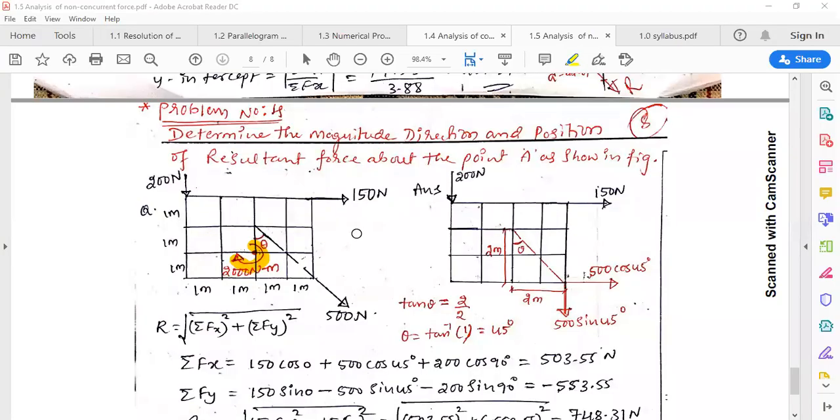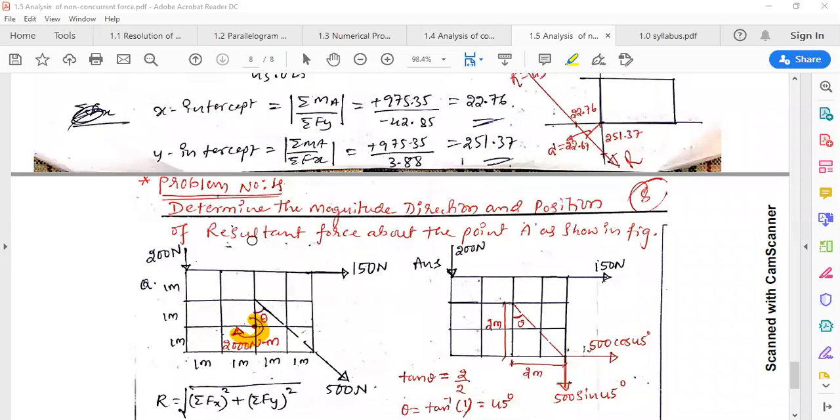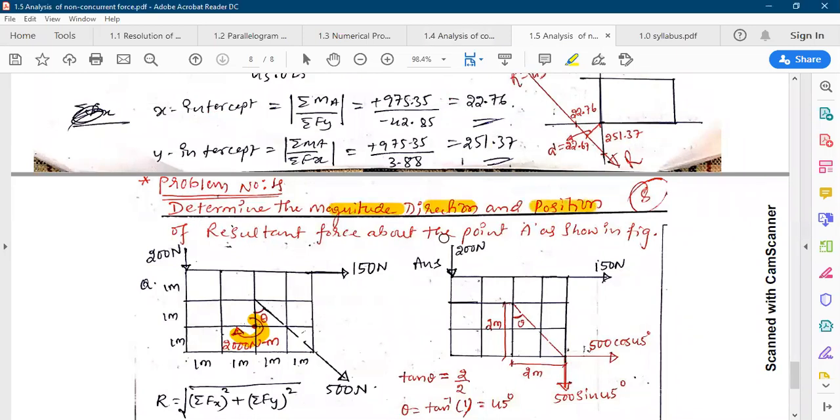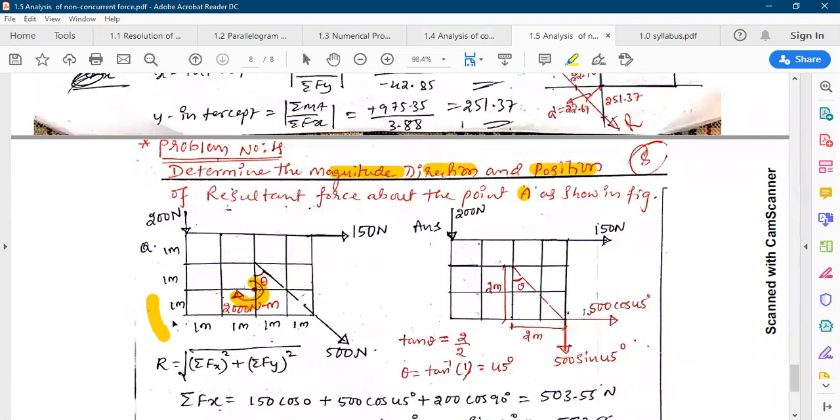So we'll go to the next problem, problem number 4. Here also it is the same: determine the magnitude, direction, and position of the resultant from the point A. The point A is located here. This is the point A which we have to consider.